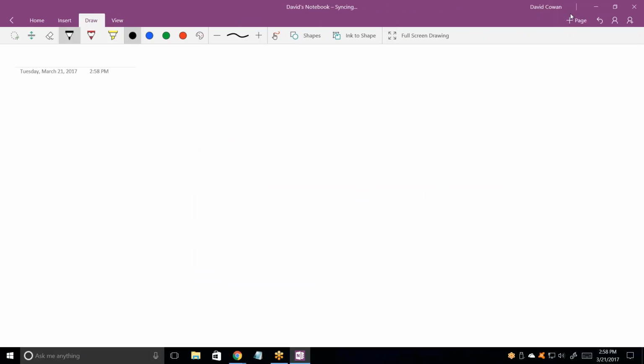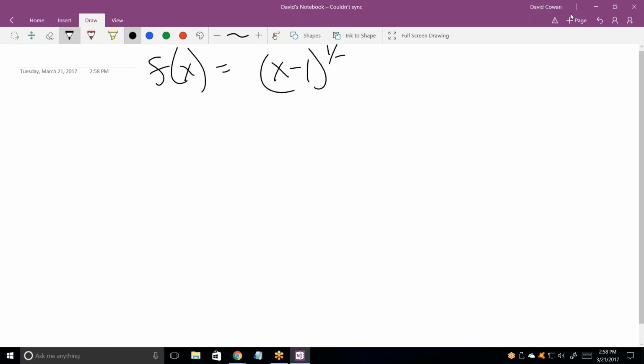So this is f of x equals x minus 1 to the 1/3. Same problem as you got? Yes. Find the critical numbers, find the intervals where it's increasing, decreasing, and apply the first derivative test to identify all relative extrema and use a graphing utility to confirm the results.